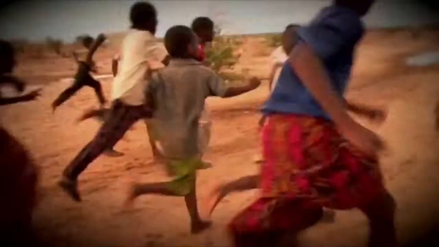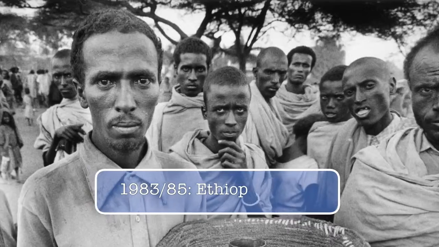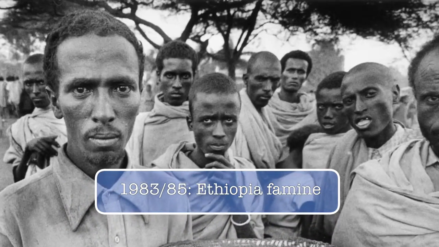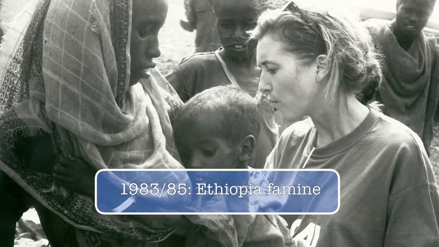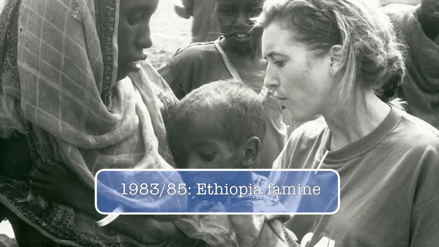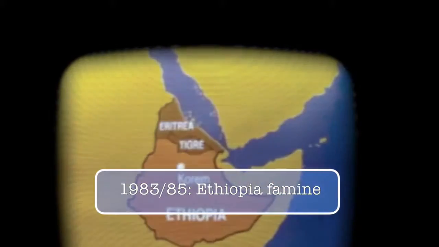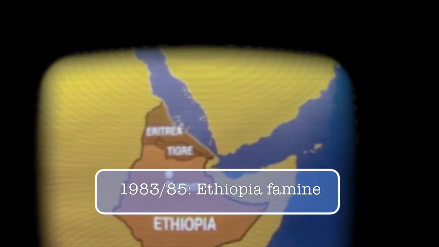The famine following the civil strife in Ethiopia from 1983 to 1985 is also seen as another milestone in the history of humanitarian response for two reasons. Firstly, the role of the media. By this time, a TV news report documented the unfolding crisis.